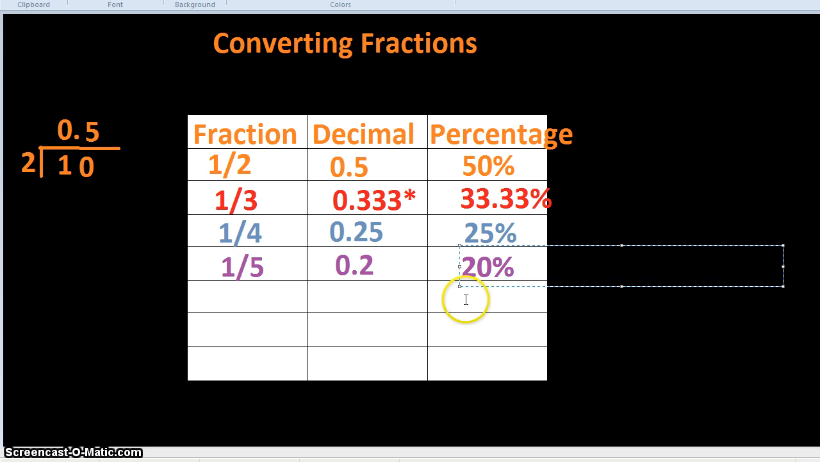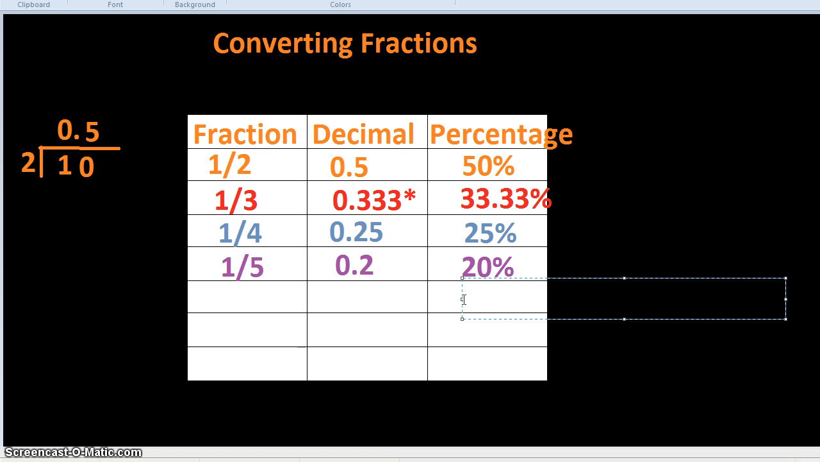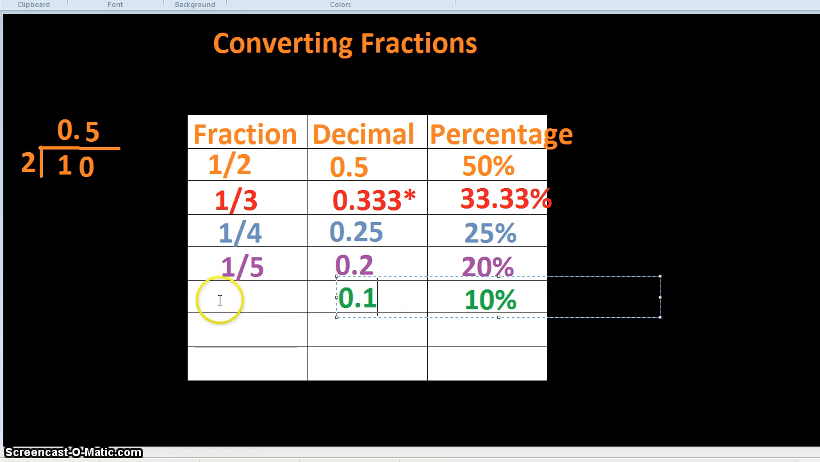So if I gave you the percentage 10%, what decimal is that? Well, if you have to multiply the decimal by 100 to get the percentage, to get from a percentage to a decimal, you divide by 100. And 10 divided by 100 is 0.1. So the decimal is 0.1. And the fraction is 1 divided by 10.